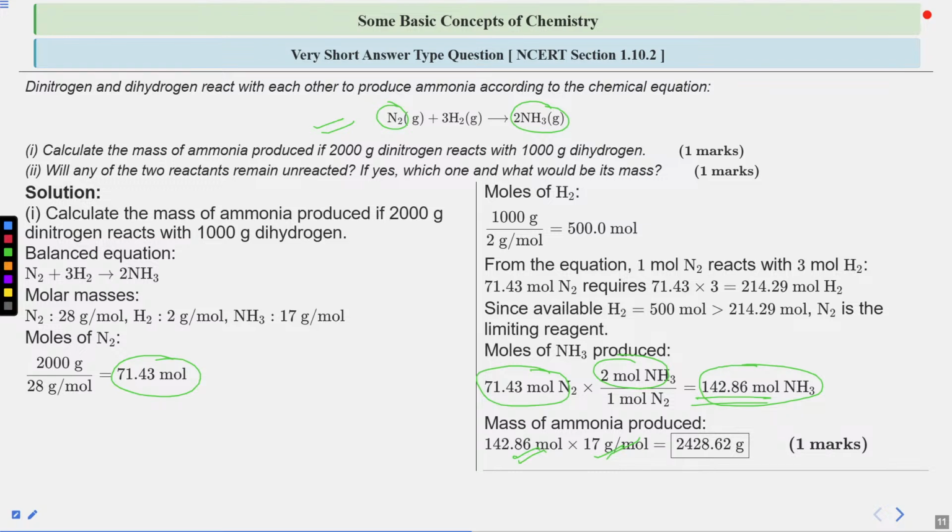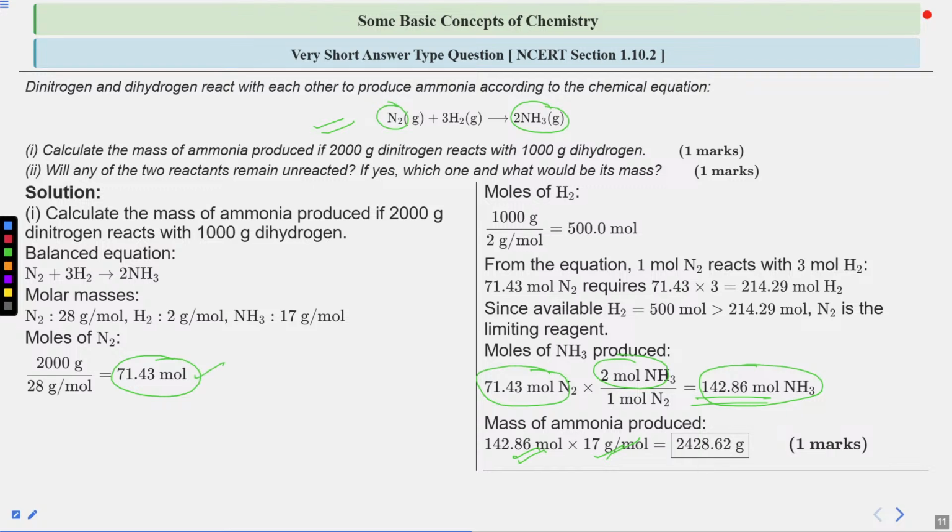Is limiting reagent equal to number of moles divided by stoichiometric coefficient? So I didn't get your question. There is no such formula. You just look at the calculations, right? So you can see it here. Again, I am repeating it.